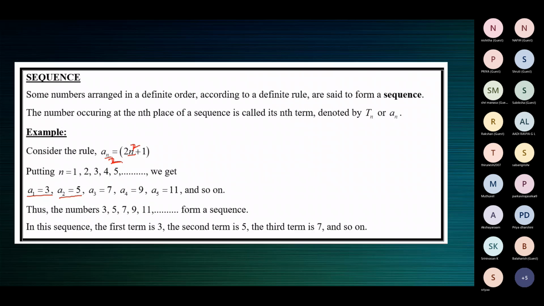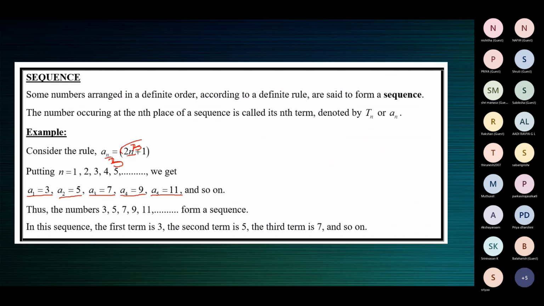When n takes the value 3, A3 meaning the third term of the sequence. 2 into 3, then n will be 3. So 2 into 3, 6 plus 1, 7. A3 is 7. Similarly, when you substitute 4 in place of n, you can find A4, which is 9. 2 into 4, 8 plus 1, 9. Similarly, 2 into 5, 10 plus 1, 11. And so on.